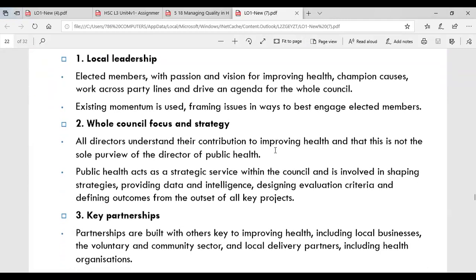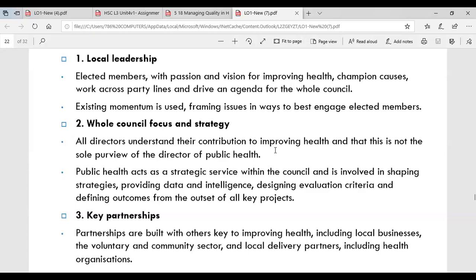Whole council focus and strategy, the second element. All directors understand their contribution to improving health, and that is not the sole purview of the Director of Public Health. So public health acts as a strategic service within the council. It's involved in shaping strategies, and they provide data and intelligence, design evaluation criteria, and define outcomes from the outset. And this is for all the key projects that are involved.